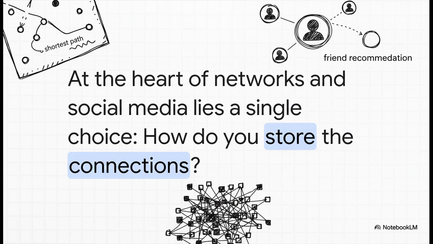I mean, think about it. At the heart of everything, from social media to Google Maps, there's this single crucial choice. How do you actually store the connections? Before any algorithm can find the shortest path or recommend a friend on Facebook, it has to understand the network first. And that really gets to the core of our problem today. How do we efficiently tell a computer which nodes are connected to which?